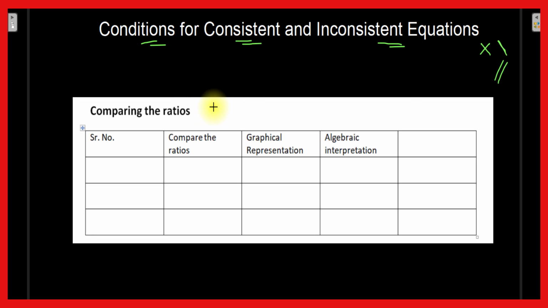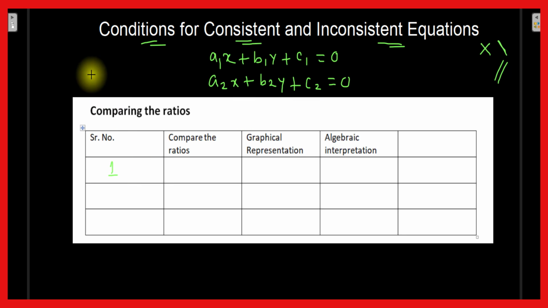Now here we will see by comparing the ratios, meaning the coefficients of x and y. So if the two equations are a1x plus b1y plus c1 is equal to 0, and another equation is a2x plus b2y plus c2 is equal to 0. These are the two equations. Then we will see the first condition.